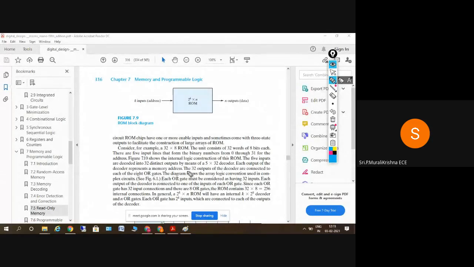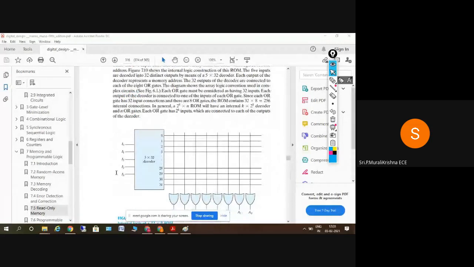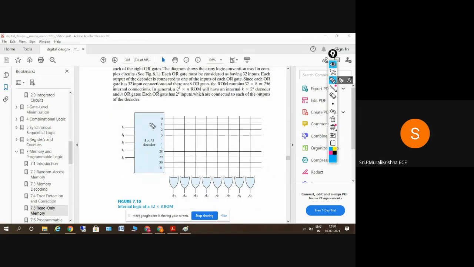So the 32 outputs of the decoder are connected to each of the 8 OR gates. We'll see how the programming will be done later, but the diagram will be like this. I0 to I4, then outputs 0 to 31, and lines are drawn from all the outputs and given to each OR gate. The meaning of this is that each OR gate is capable of receiving 32 inputs.